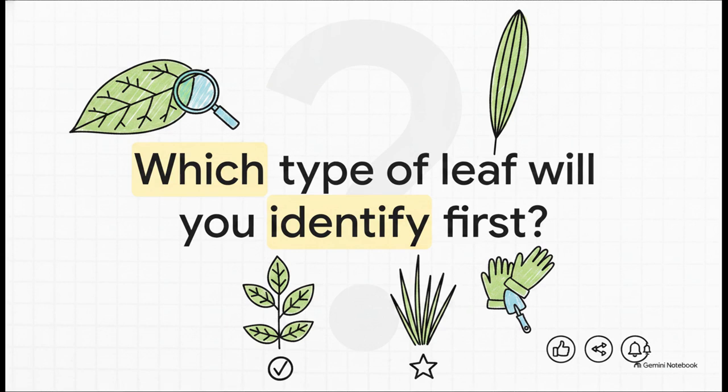So, I want to leave you with a bit of a challenge. The next time you step outside into your garden or take a walk in a park, take a really close look at the leaves around you. Which type of leaf will you identify first? Are you holding a net-veined dicot or a parallel-veined monocot?